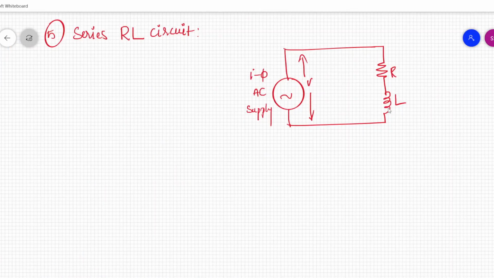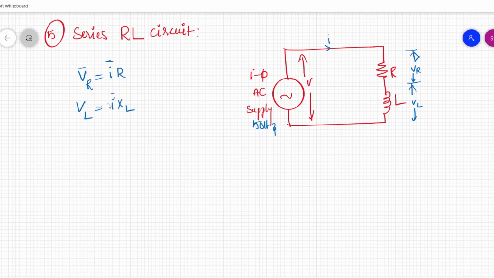So here we have a series RL circuit. R and L are connected in series. We have applied a voltage V here, a single-phase AC supply of 50 Hz, and we will be getting some voltage across this resistor, that is VR, and voltage across this inductor, that is VL. We know that VR bar equals I bar into R, where I is the current flowing through this circuit. VL, the voltage across the inductor, will be I bar into XL, and to indicate the lag of voltage we are mentioning the J operator here. So this is the voltage across each element.